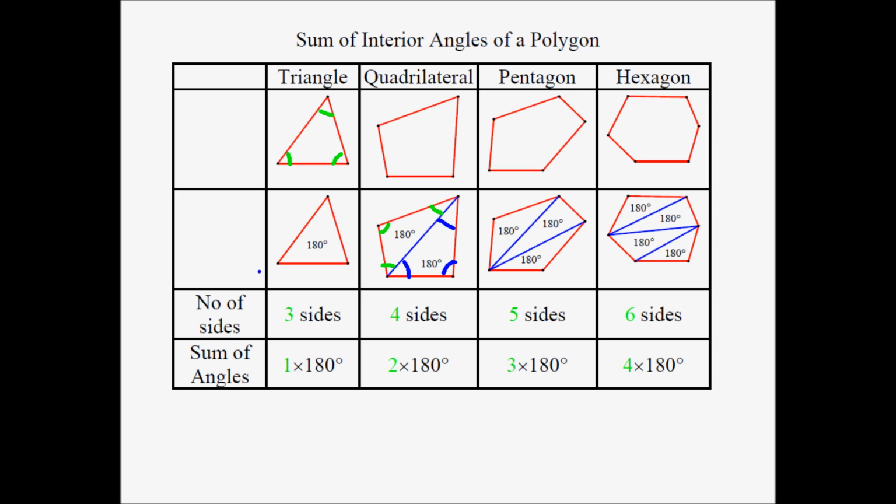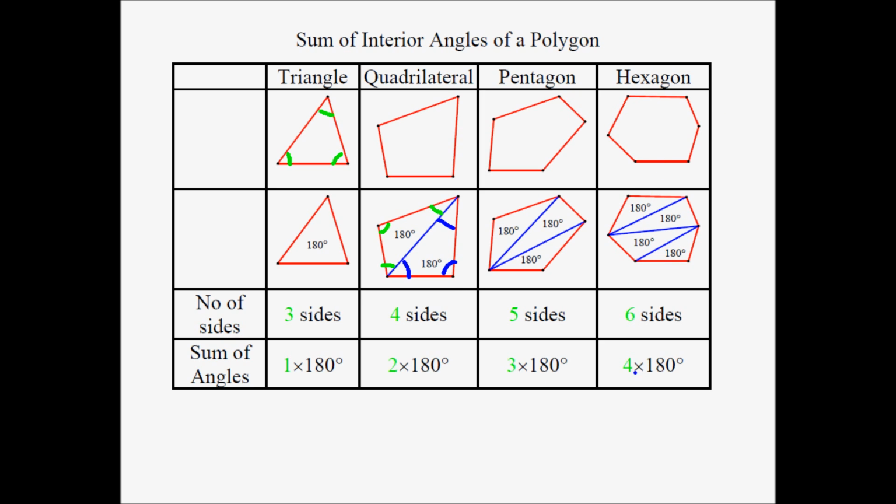So what do we have here? For the triangle, it's pretty simple. If you have three sides, then the sum of the angles is 1 times 180 degrees. A quadrilateral has four sides and can be split into two triangles, so the sum of the angles of your quadrilateral is 2 times 180 degrees. A pentagon has five sides. It can be split into three triangles, so the sum of the angles of a pentagon has to be 3 times 180 degrees. A hexagon has six sides.